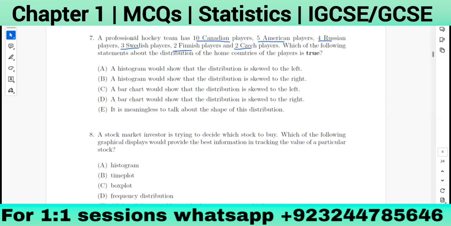A professional hockey team has 10 Canadian players, 5 American players, 4 Russian players. It is meaningless to talk about the shape of the distribution. Yes, that would be the correct one. Why? Can you make a histogram? Because there are players of different countries and different things. You cannot make any distribution from this.